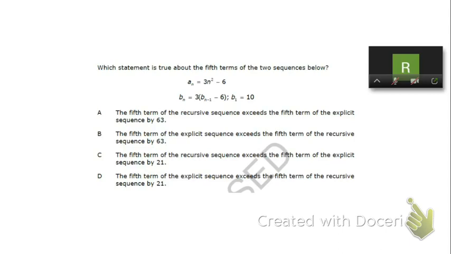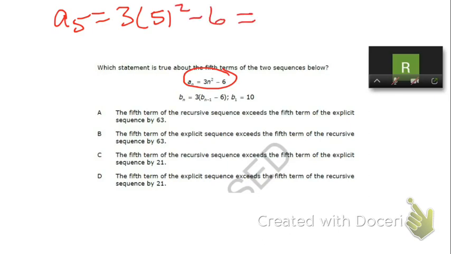All right, so what you got to do? So the first one, we're going to go A5, which is equal to 3, 5 squared minus 6. You're going to get some answer there. I'll let you work that one out. And then what we need to do is get this term, the 5th term.